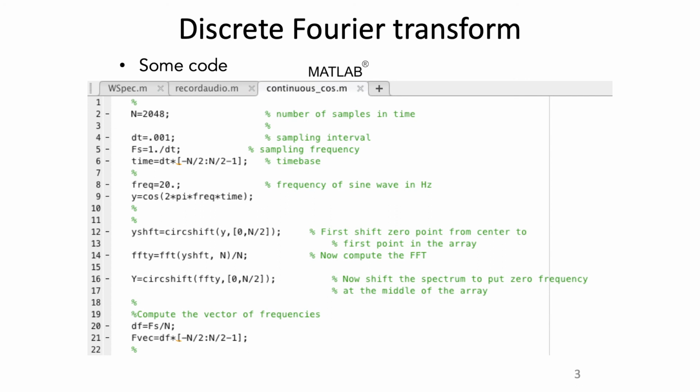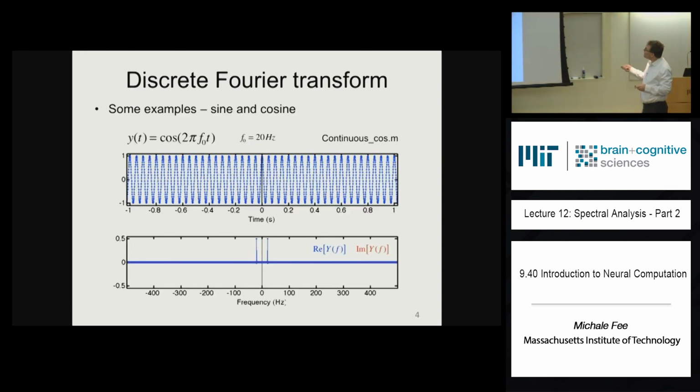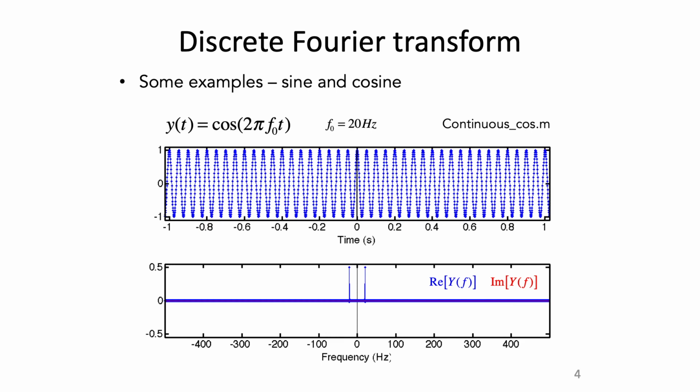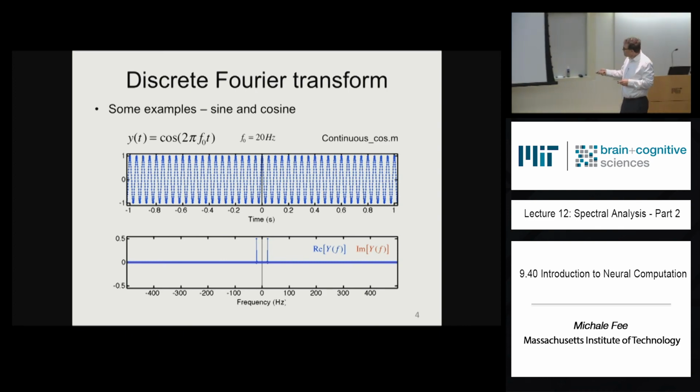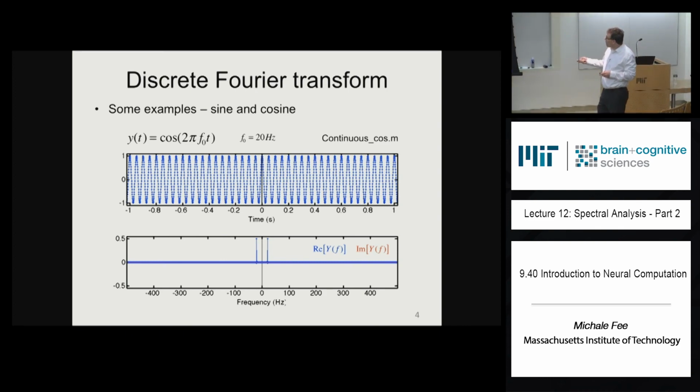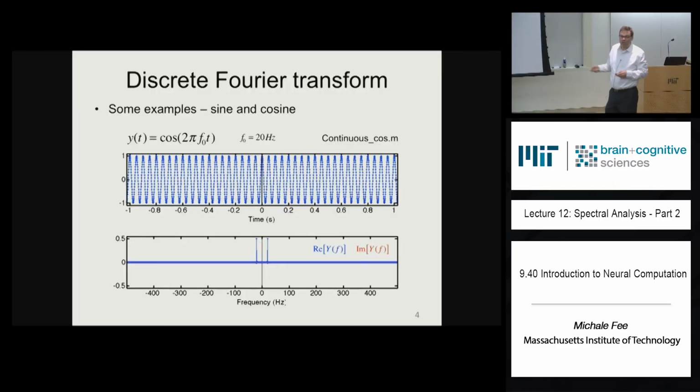This shows an example where we took a cosine as a function of time at some frequency, here 20 hertz. We compute the Fourier transform of that and plot it. Here is a cosine at 20 hertz. If you take the fast Fourier transform of that, the real part as a function of frequency has 2 peaks, one at plus 20 hertz, one at minus 20 hertz, and the imaginary part is 0.